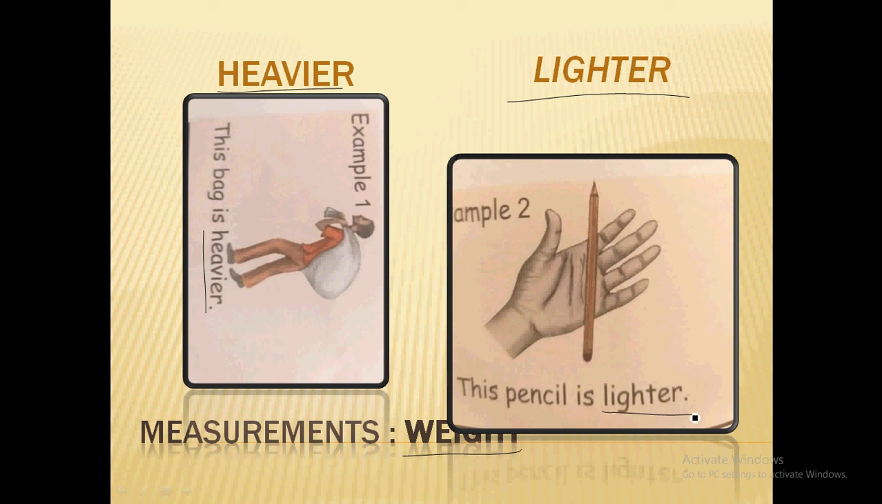So when we measure weights, we have only two words, heavier and lighter. Heavier or lighter. Heavy and light.